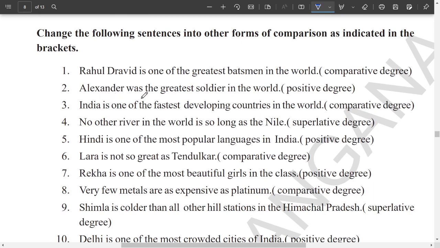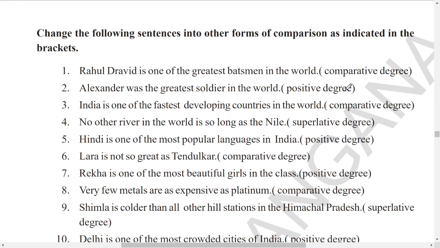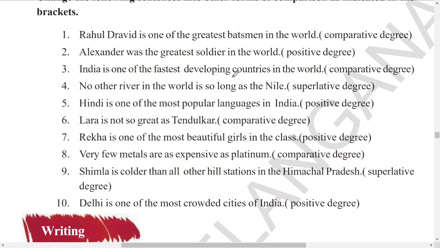Next one, Alexander was the greatest soldier in the world. Okay, so again this is in superlative degree, you have to change that into positive. So how do you change it? Very few soldiers in the world are as great as Alexander. So in the positive degree, use as great as. Okay. Next one, India is one of the fastest developing countries in the world.